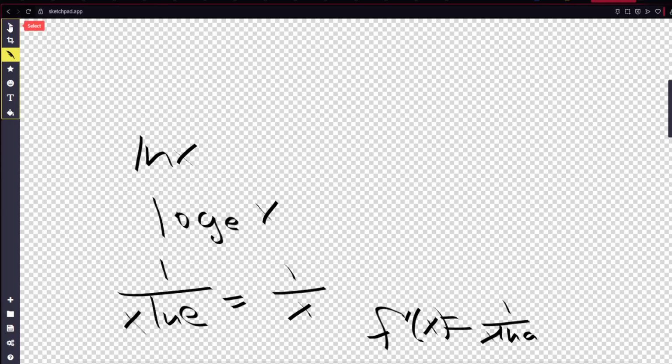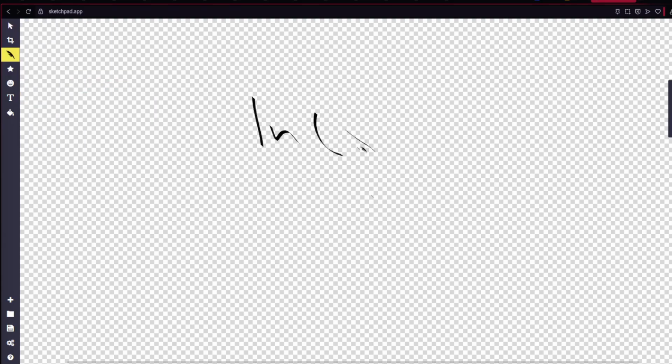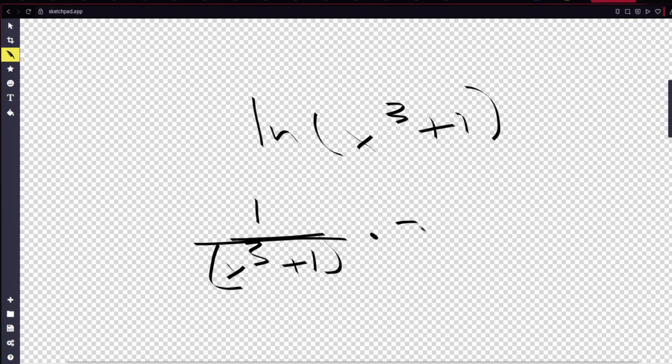Pretty simple. Now this is just going to be extrapolation, so we're going to take ln of x cubed plus 1. As we know, it's just going to be chain rule, so it's going to be 1 over x cubed plus 1, not changing the input, times the derivative of that, which is just going to be 3x squared. And you can simplify as needed. So yeah, that's all that is.